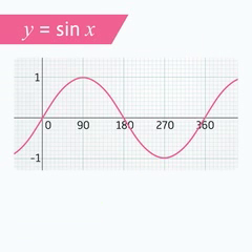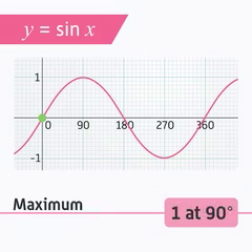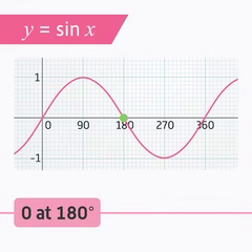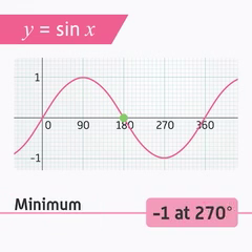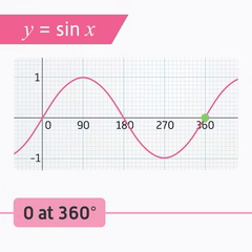The graph of y equals sine x is the best place to start. The graph starts at the origin, rising to its maximum, which is 1 at 90 degrees. It then falls back to 0 after 180 degrees, down to its minimum of -1 at 270 degrees, and finally back to 0 at 360 degrees.